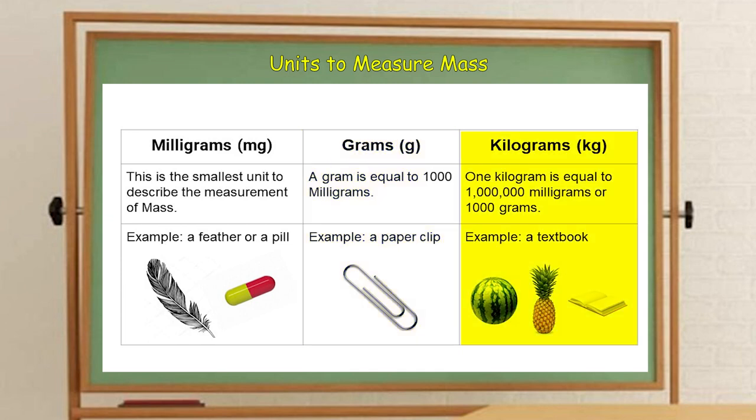Moving on, there's also kilograms, which is represented by the letters kg. 1 kilogram is equal to 1,000,000 milligrams or 1,000 grams. An example of kilograms would be the size of a watermelon or a pineapple or even a textbook.